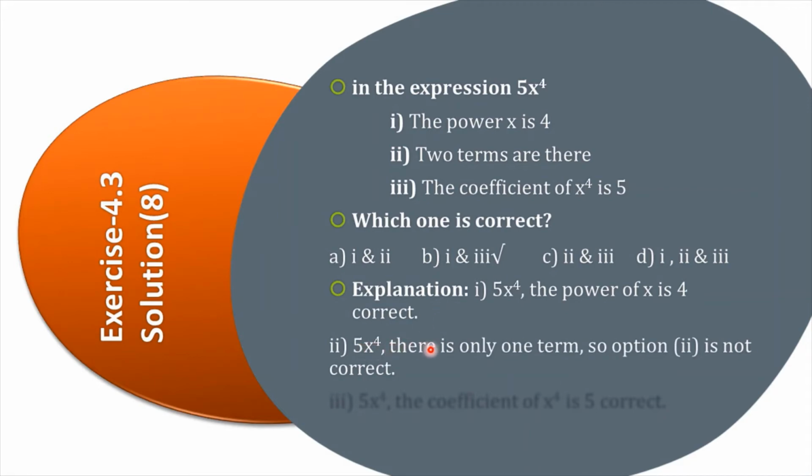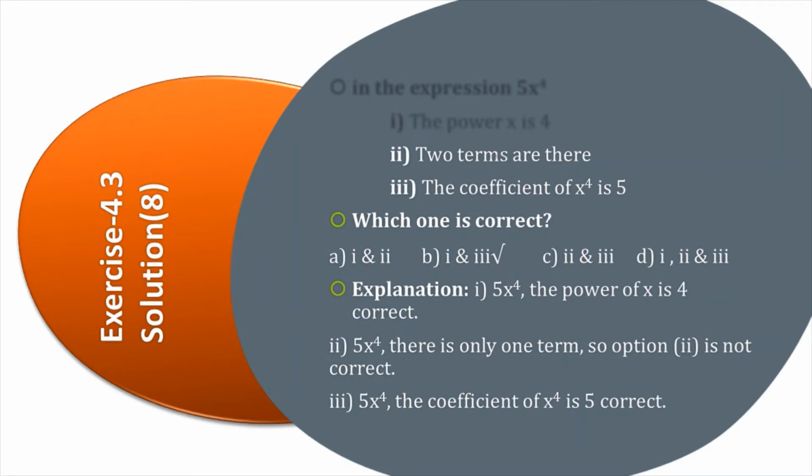5x to the power 4, there is only one term. So option 2 is not correct, because it is written in here, two terms are there. And as you can see, my dear, there is one term only in here, 5x to the power 4. So that is not correct. And number 3, the coefficient of x to the power 4 is 5. That is correct, because 5 is multiplied with the variable x.